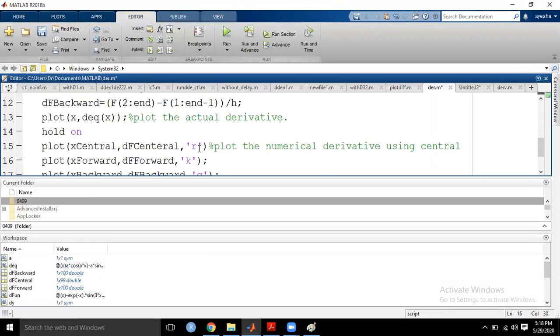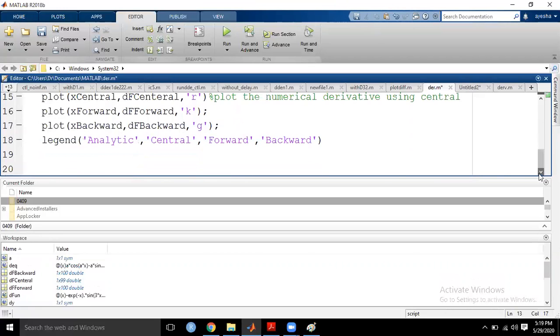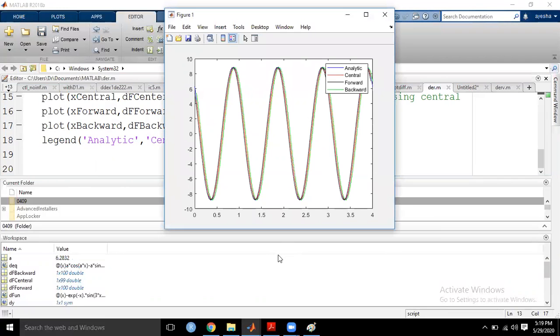Okay, now I have given them colors, right? For the actual one, let me give it a blue color. Okay, so now I have got the graphs for the analytic answer, numerical answer using the central scheme, numerical answer using the forward scheme, and numerical answer using the backward scheme. Okay, with the help of the legends, I can give them the name. Okay, and now I'm going to plot them. So let us look at the graph.